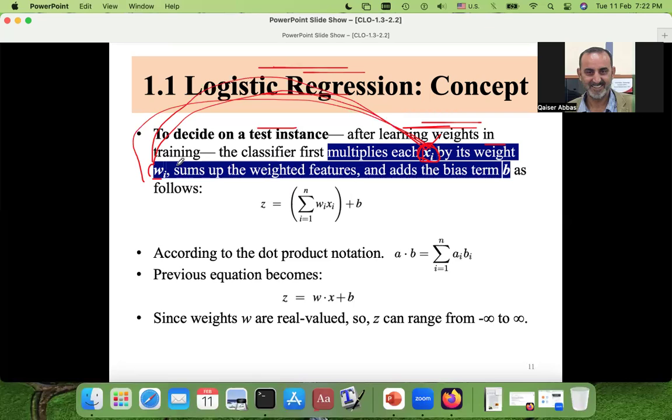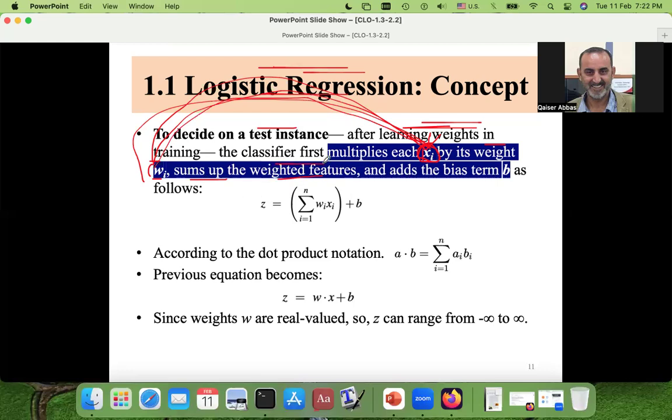Similar format. So this model will do what? This model will multiply this input with the weight first, and then it will sum up the results of each multiplication, and then it will sum up the weighted features. Weighted features mean when you multiply the x1 with the w1, it is a weighted feature now. After multiplication, whatever result you have is called a weighted feature.